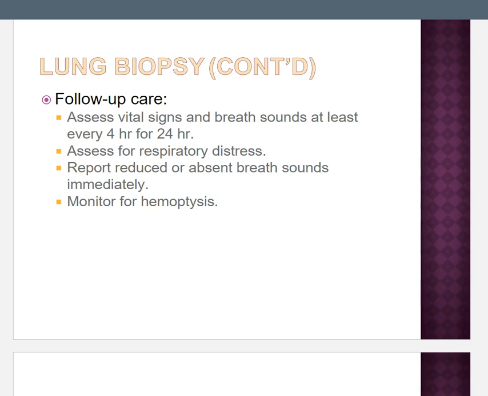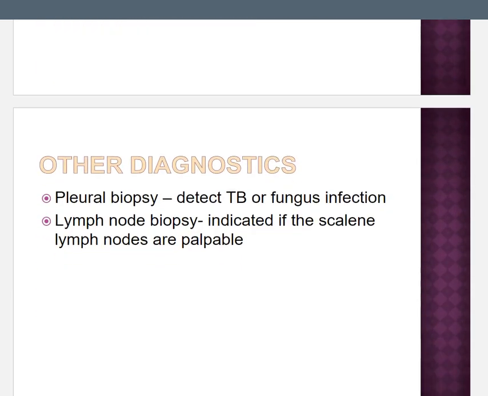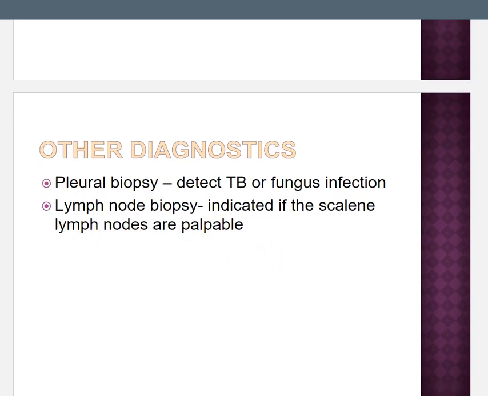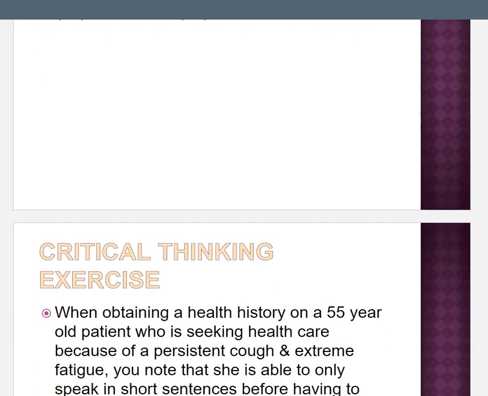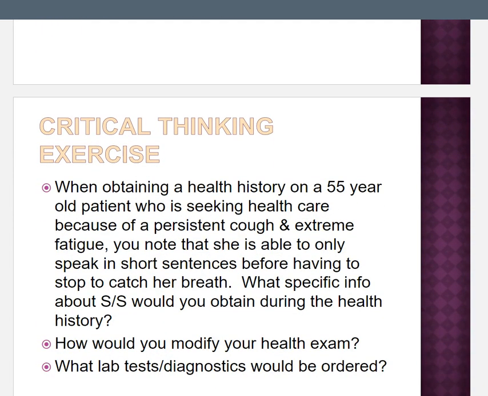So these are other diagnostics. Pleural biopsy detects TB or fungus infection, and then a lymph node biopsy is indicated if the scalene lymph nodes are palpable. So that's that, and this is just a little critical thinking exercise. It's on a 55-year-old patient. You can look at that on your own.